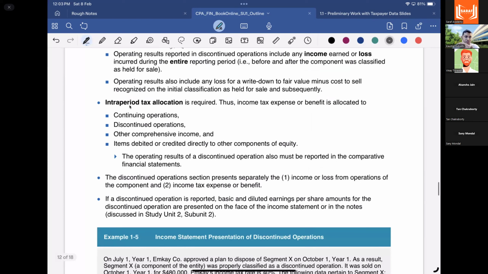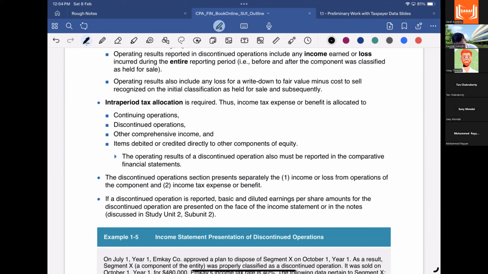Now, there is another small area just to mention, which is that intra-period tax allocation is required. That means everyone should get the benefit. Let's say अगर कोई loss भी हो रहा है, जैसे कि continuing operation में कोई अगर profits कर रहे हो तो उसमें आप जैसे tax देते हो, तो discontinuing operation में अगर आपका loss हो रहा है तो उसमें भी आपको tax benefit मिलना चाहिए, profit हो रहा है तो tax expense मिलना चाहिए.